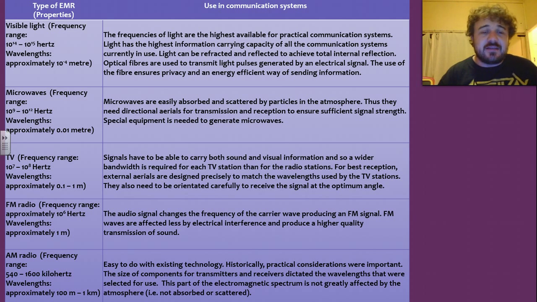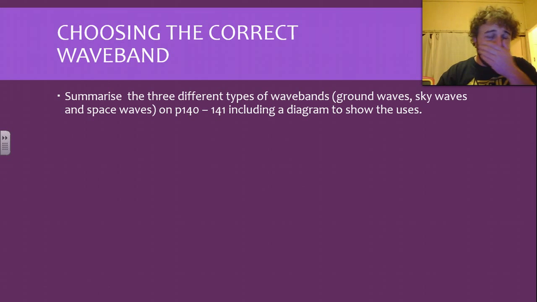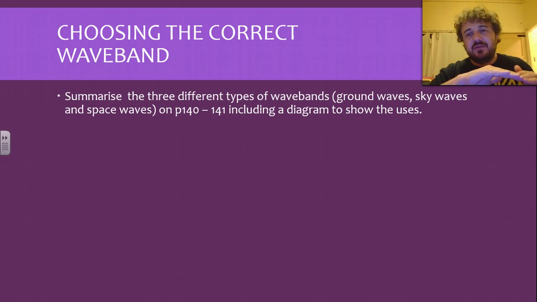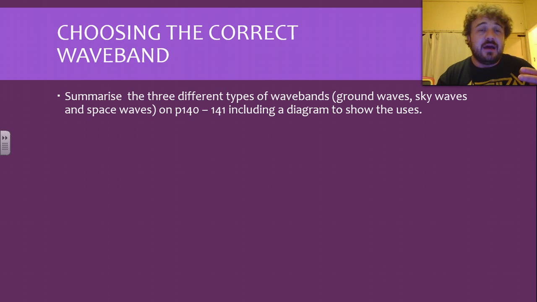I want to quickly go through this table. It's about how we use different frequencies due to different properties, and it relates the different types of EMS to their properties. Particularly when sending long distances, we've got to choose the correct wave band. We have ground waves and sky waves, which bounce off the ionosphere. Ground waves go from the signal down to the ground, so that's short distance. Sky waves are longer distance. Then we've got space waves, which we send up into space and then back down to Earth at a different point. So have a quick look and summarize, on pages 140 to 141, which ones are most appropriate for which purpose and why. All right, enjoy.